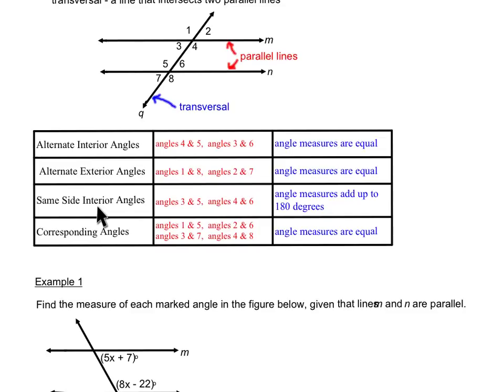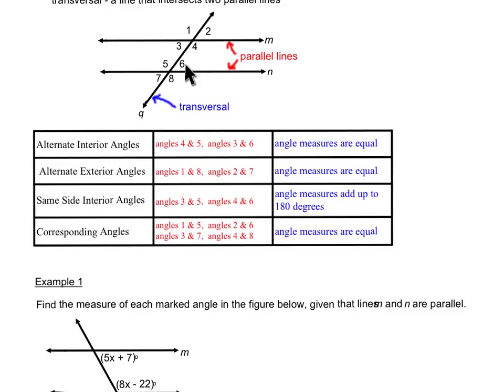Then we have same side interior. That means they're on the same side of the transversal, and they're inside the parallel lines. So 4 and 6, and 3 and 5. And those pairs have a sum of 180 degrees. So if you add the measure of angle 4 and the measure of angle 6, you would get 180 degrees.